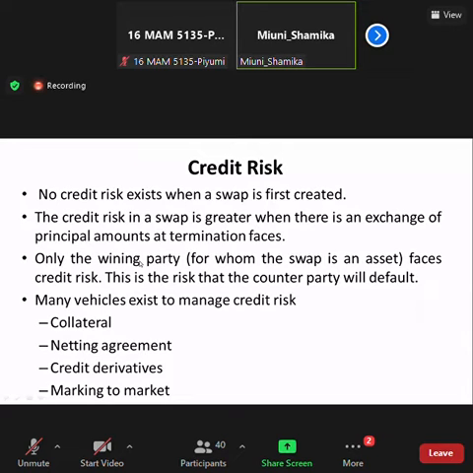So there are techniques that you can use to manage this credit risk. Vehicles exist. Vehicles means techniques. So you can see here there are collateral, netting agreements, credit derivatives, marking to market. So what do you mean by collateral? How can collateral manage the credit risk? Not only for swaps, even for loans, banks ask for collateral to manage the risk. So tell me how collateral works. What is the meaning of a collateral and how does it work in loans?